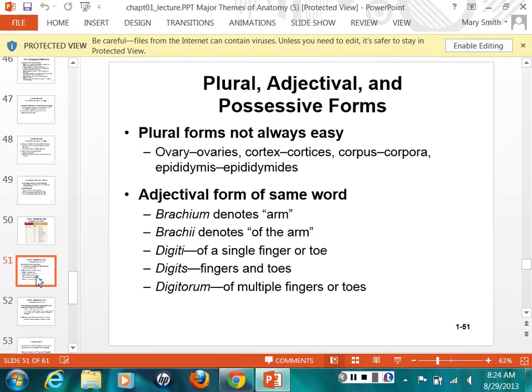Digiti means finger or a toe. Digits, which is what? Plural, which means more than one. You're going to have what? Fingers or toes. Like here. Flexor digiti mimic.